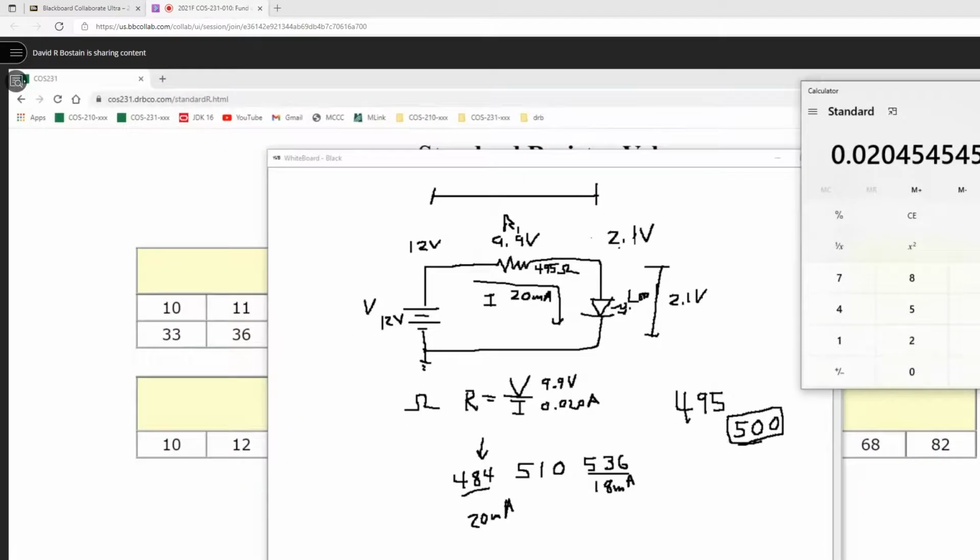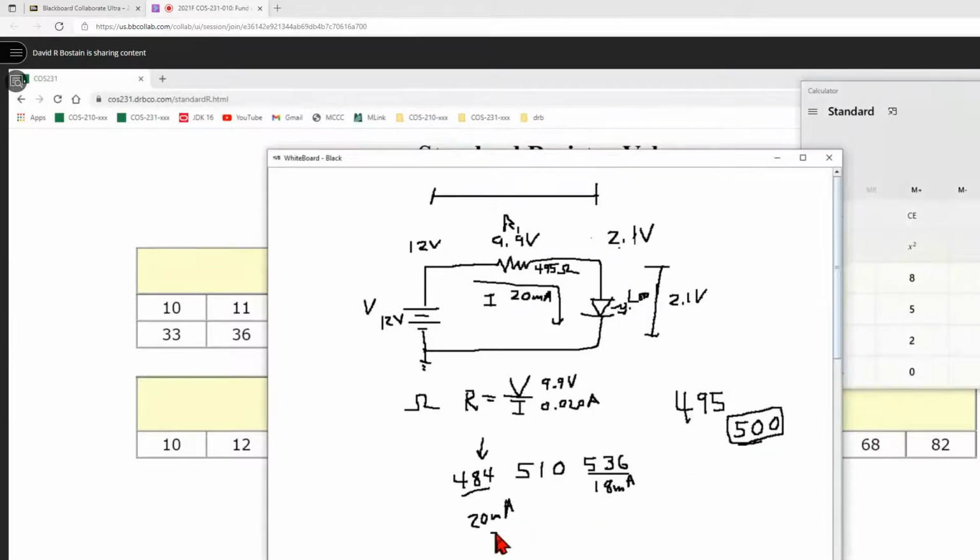And we'll go back to this one again. It's 9.9 divided by 484 gives us the current. Well, we can take that current times the 9.9 and get our wattage, which is 200 watts. Actually, it's not 200 watts. It's 200 milliwatts.